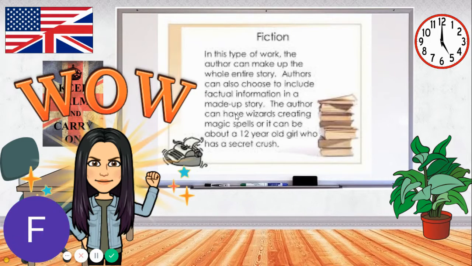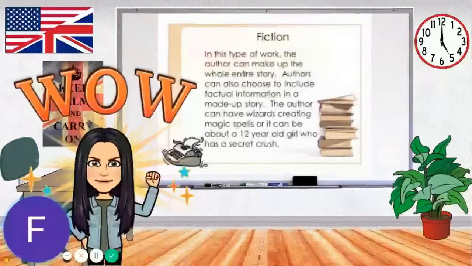The author can have wizards creating magic spells, or it can be about a 12-year-old girl who has a secret crush. So, for example, this type of text, a 12-year-old girl who has a secret crush, can be very real, but I can make up all of this, all the story about the little girl, right? So that is why it's fiction, because it's not real. I'm just telling something that I invented.